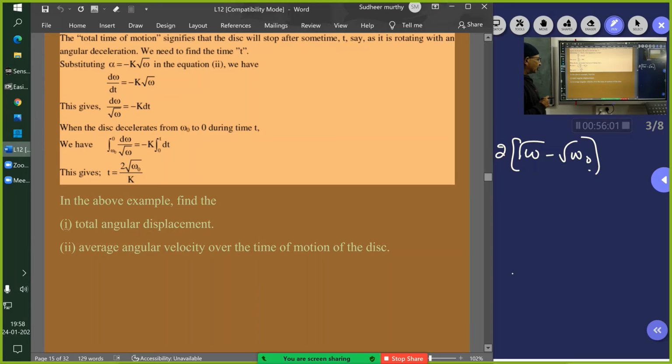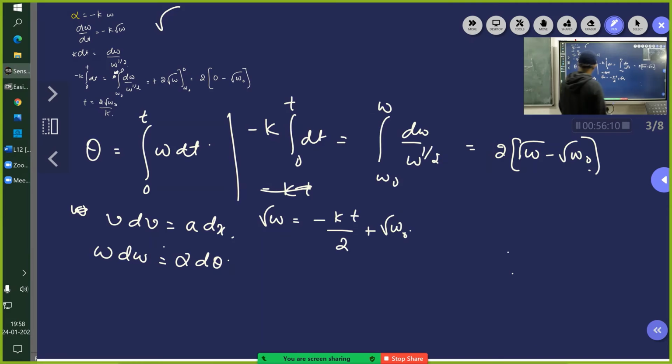Find the total angular displacement and average angular velocity over the time of motion. So, total angular displacement, theta, you can find from either of these two methods. And as far as average velocity is concerned, it is total theta divided by total time taken.